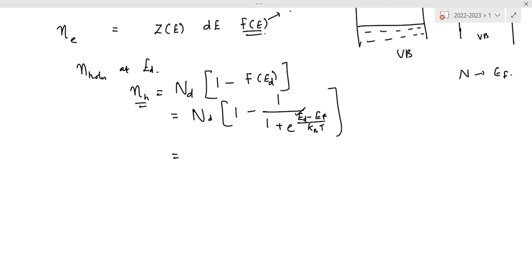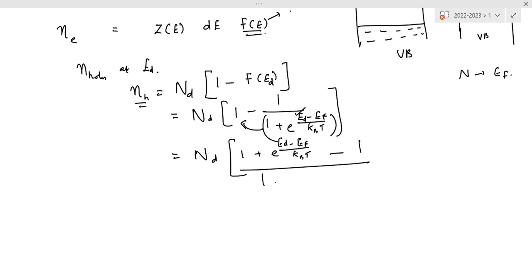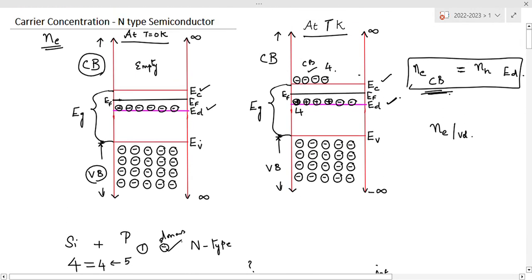Then taking LCM, we have ND times 1 plus e power ED minus EF by KBT, minus 1, the whole divided by 1 plus e power ED minus EF by KBT. This 1 and 1 get cancelled off, and now we have ED minus EF. Look at the diagram, ED minus EF.